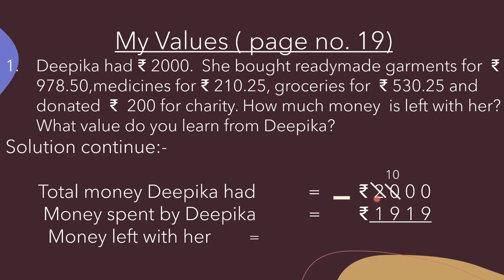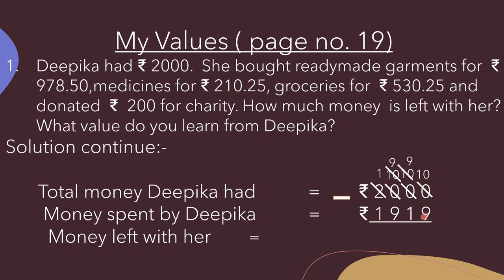And this 2 will become 1. Okay, now this 10 will take borrow. 10 will give borrow to this 0, and this 0 will become 10, and this 10 will become 9. Again this 0 will take borrow and it will become 10, and this 10 will become 9. Now we have to solve.